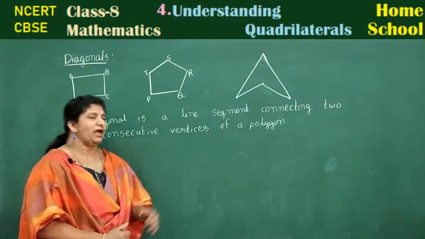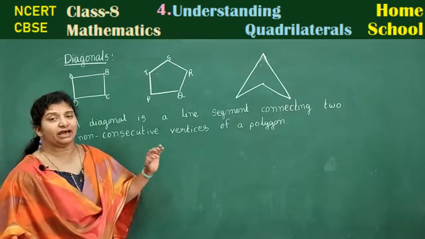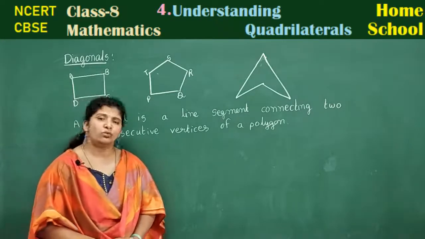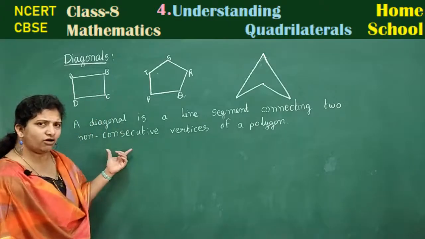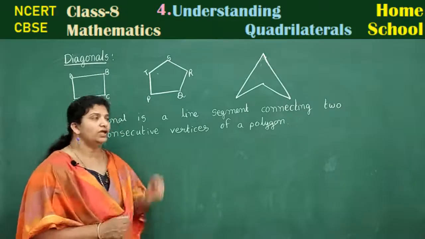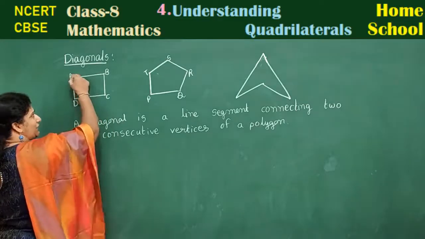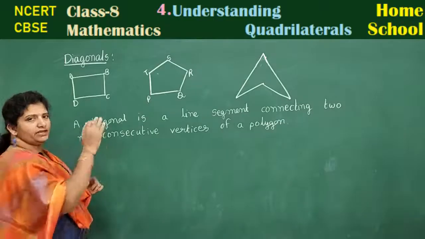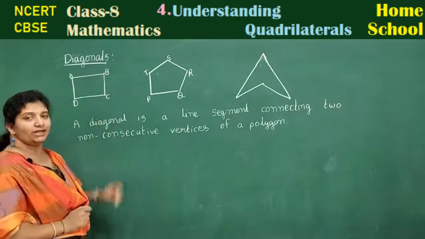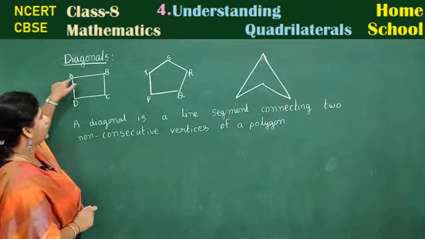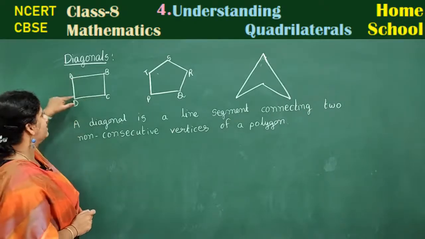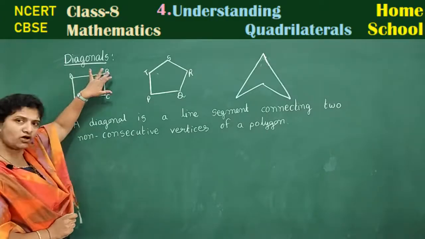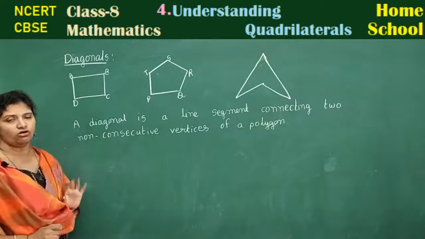What is a diagonal? A diagonal is a line segment connecting two non-consecutive vertices of a polygon. We know vertices, but what are the words consecutive and non-consecutive? Look here. Suppose I take A, for A, B is consecutive. After A you get B. And though it is a closed figure, when you start tracing this, before A we get D also. For A, B is consecutive and D is also consecutive.